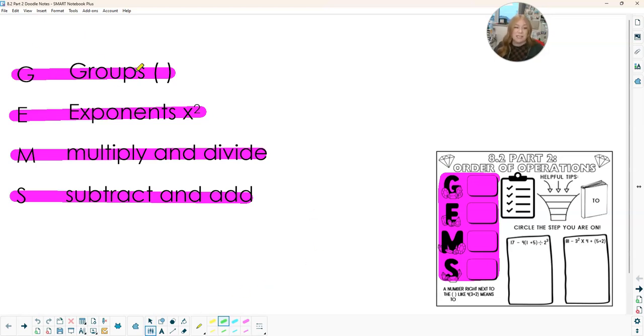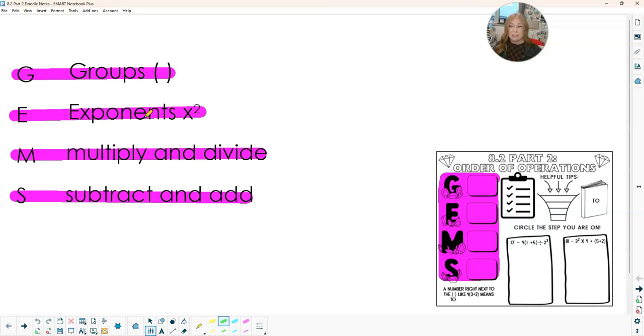So G is for our groups. They can be parentheses. As you get into harder math, they might start to turn into brackets, things like that. So anytime we are grouping something with parentheses, we need to start there. That's always the first place. That's the P in PEMDAS, the parentheses. I just like to call it a group. It is grouping it together.